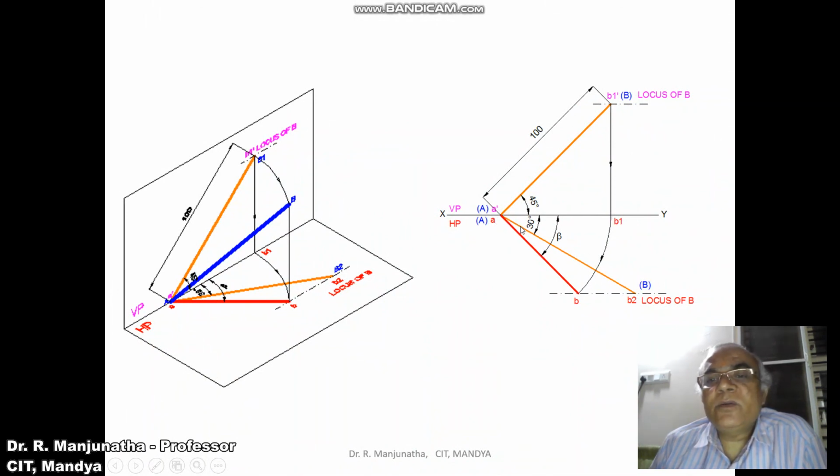Due to the presence of the true length in the vertical plane, that is the true length which is inclined to VP, we have the locus of B in the top view here. But the top view at present is AB1, which is on the XY line. With A as center and AB1 as the radius, it is rotated such that it cuts the locus of B. So you get AB, which is the top view.